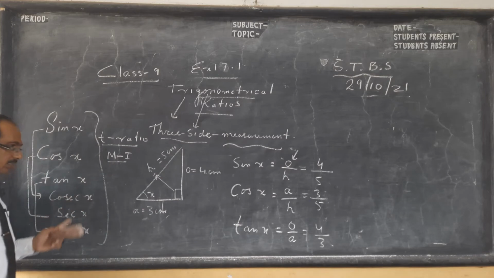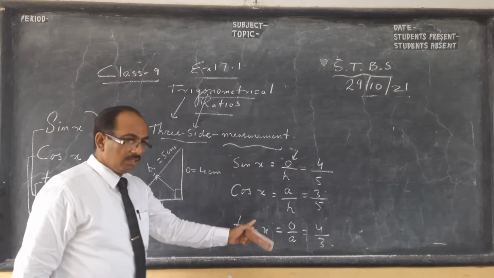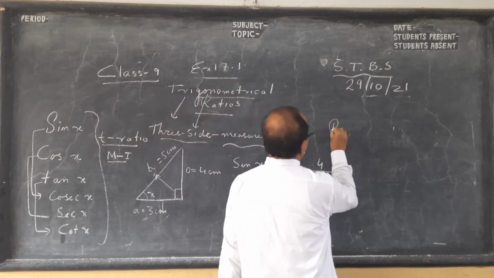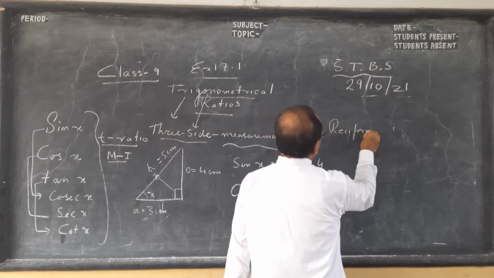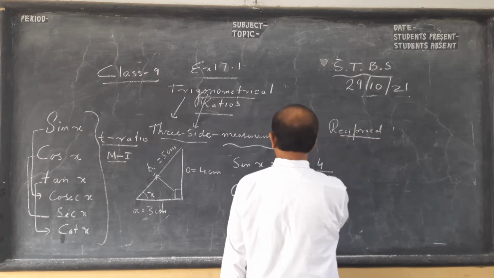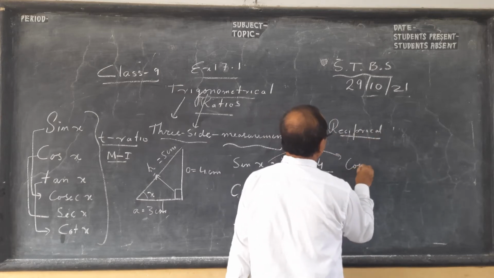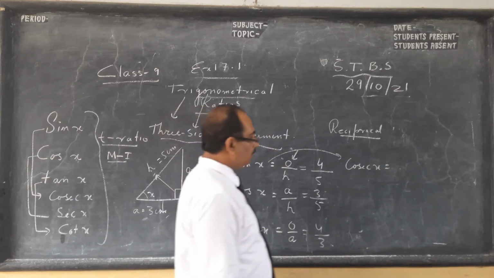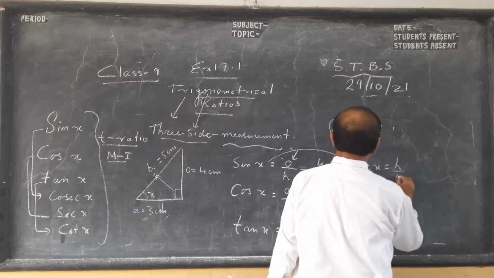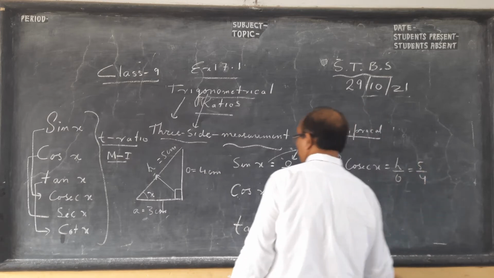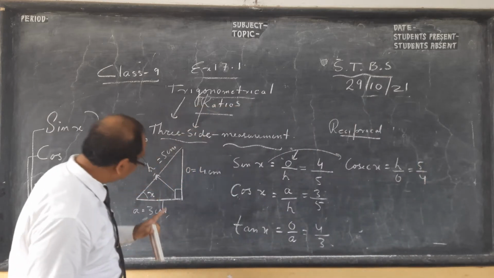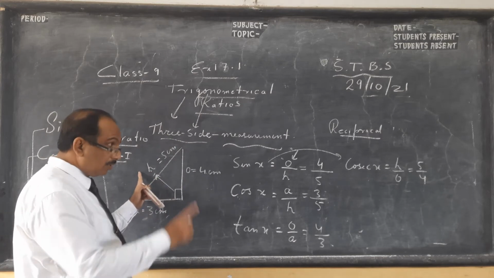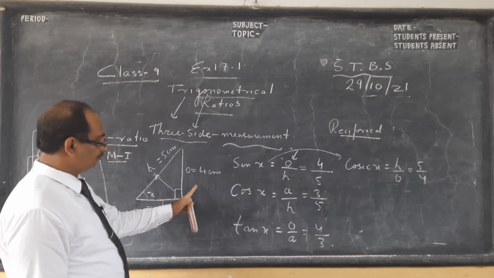Now, you said, sir, there are 6. You have said only 3. There are another 3 called reciprocal. Reciprocal of sine is cosec. So, if sine is O by H, cosec is H by O. So, 5 by 4. Once more, sine is this by this, cosec is this by this.